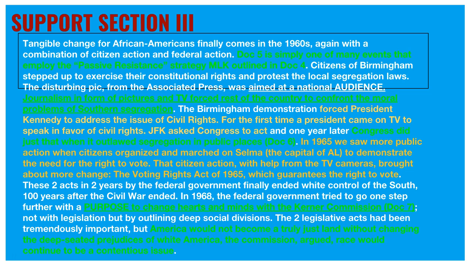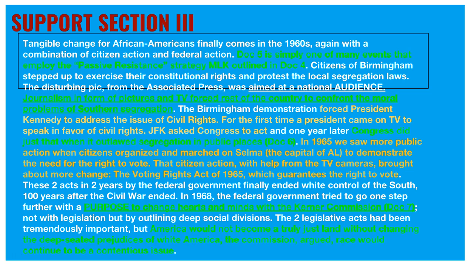And then I have one more document that I need to do, so I'm going to put in this last one, this Kerner Commission document. So in 1968, I'm telling the story about the federal government. Here they just passed these 2 huge bills, but then they try to go one step further with this Kerner Commission, and they're trying to change the hearts and minds of people. Which is hard. That is harder to do than to pass a law.